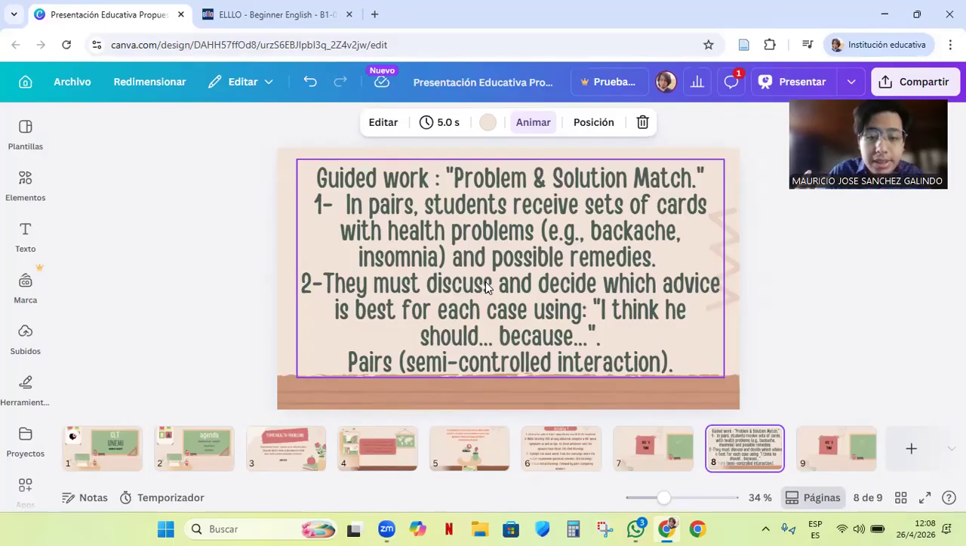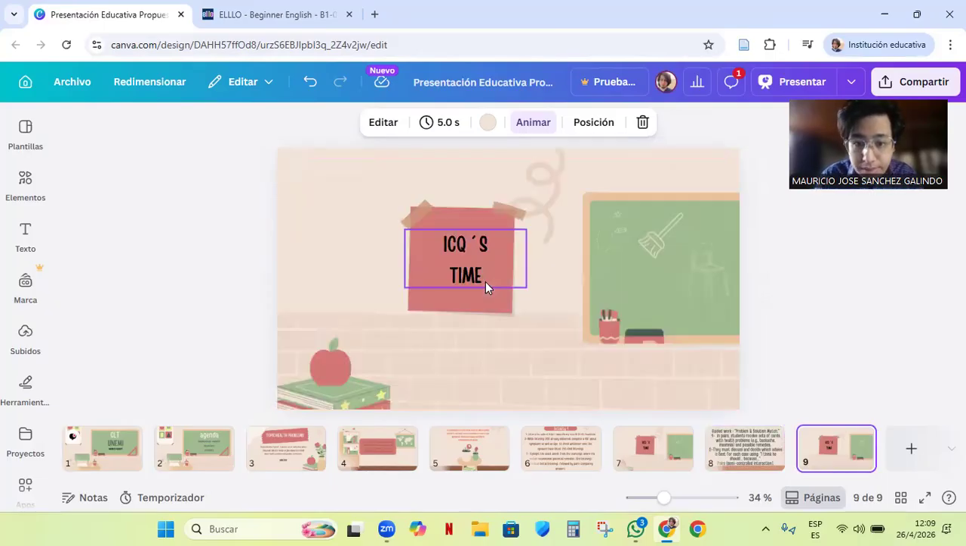I think he should take paracetamol because he has backache. Or I think she should go to the doctor because she has insomnia. Or I think he shouldn't play video games because he has a headache. Okay? This activity is done in pairs, my dear students. Do not forget that. It is done in pairs.